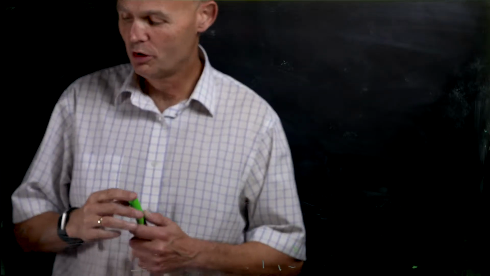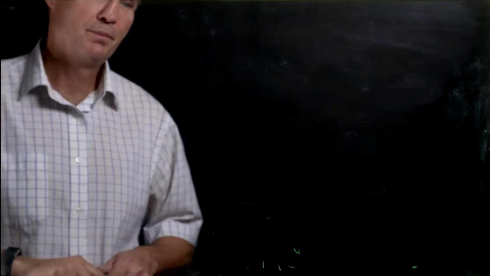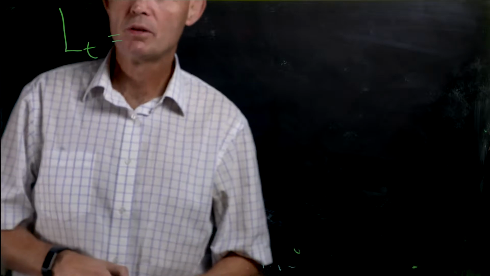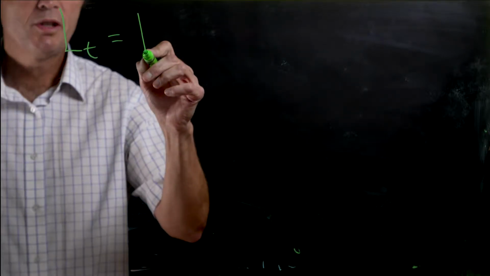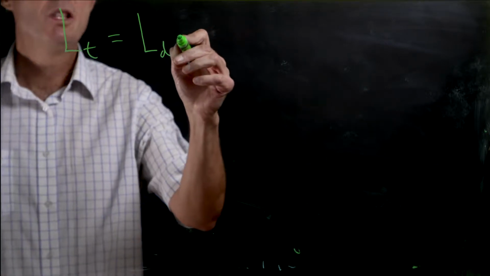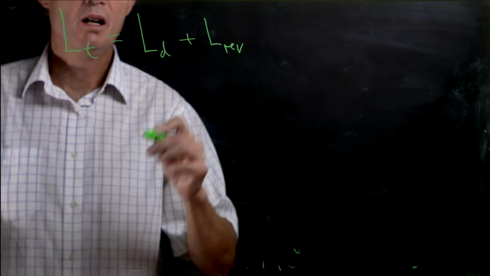Okay, in this short tutorial we are going to look at the sound field in a room. At any particular point in the room, the total sound field is going to be made up of two components. One is what we call the direct field, which I'll just call LD, and the other is the reverberant field, which is LREV.